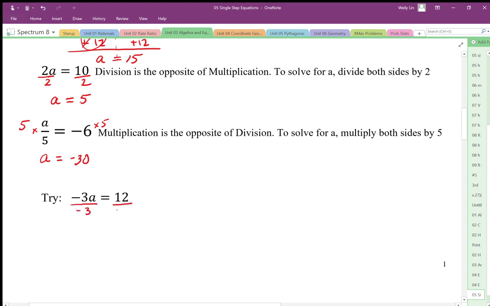Here I'm going to divide by negative 3. So I end up with negative 3 divided by negative 3 cancels out. Positive divided by negative ends up being a negative answer. 12 divided by 3 is equal to 4. So the answer is negative 4. So if I plug it back in, negative 3 times negative 4 equals positive 12. Check, that works when I substitute it back in.